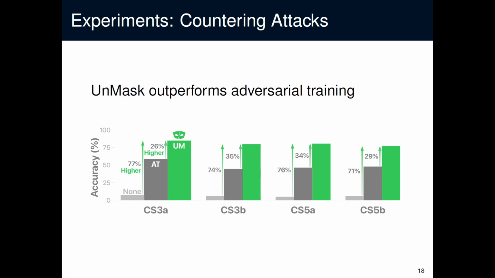And then the final interesting thing here is when we compare how Unmasked performs to no defense and to adversarial training as a whole, when we average it across all these different class sets. We find that on average Unmasked performs about 26% better than adversarial training, and 77% better than no defense in the CS3A, and then we can see the different performance improvements across these different class sets.